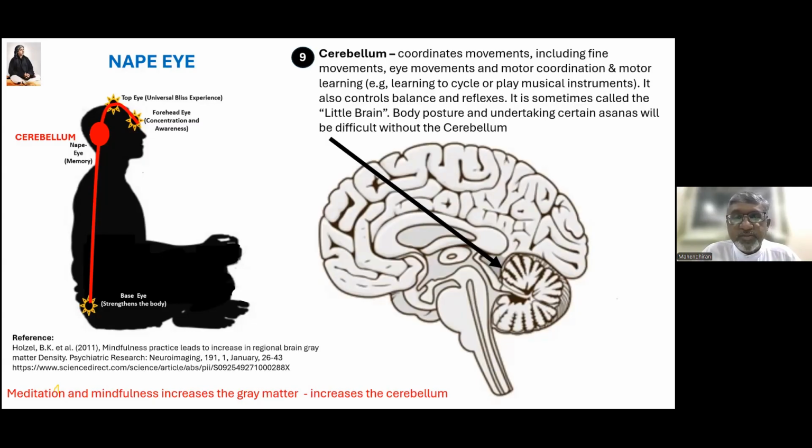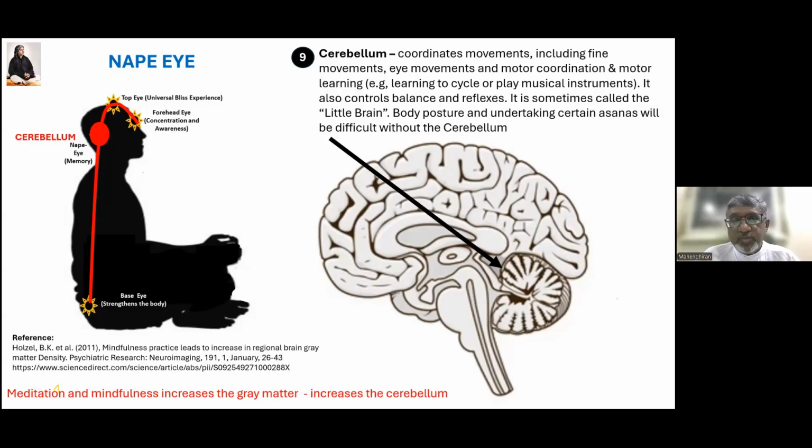This cerebellum has a very important function for human beings. It coordinates our movements, including the fine movements, eye movements, motor coordination, the non-verbal communication. It also helps us with the balance of the body and reflexes. And it sometimes is called the little brain, right? And even our body posture, all those things, the asanas, we cannot do without a very strong cerebellum.